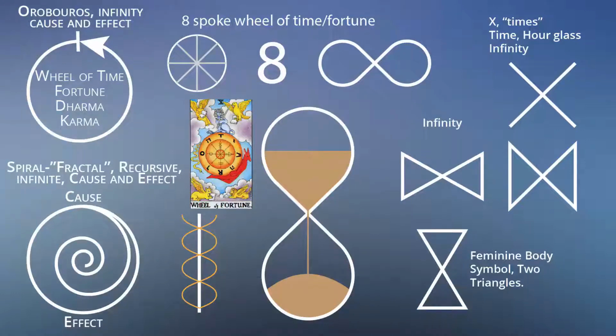And you can go look this up as well. This is the feminine body shape: the shape of two inverted triangles, the chalice and the blade joined together at their point. Go look it up if you don't believe me. So it's the feminine body shape. It's time, as an X. The X is from 2 to create 4. The 2 and the 4 create 8. 8 back to time again, an infinity symbol.